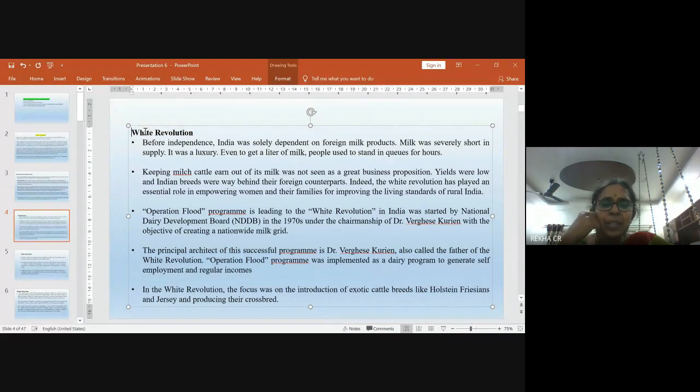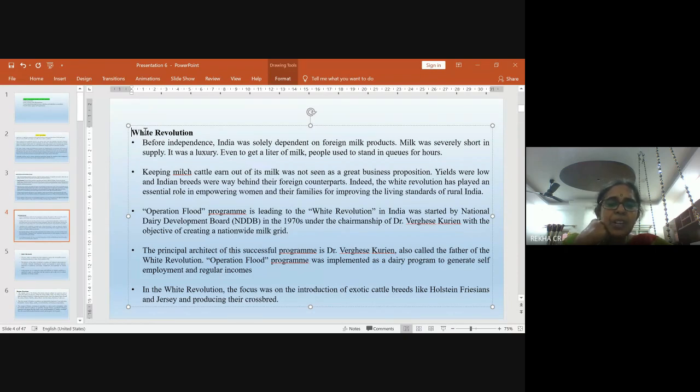So keeping milch cattle to earn out of its milk was not seen as a great business proposition. So the yields were very low, and the Indian breeds were far behind their foreign counterparts. So as a result, the White Revolution has played an essential role in empowering women and their families, improving the living standards of rural India.